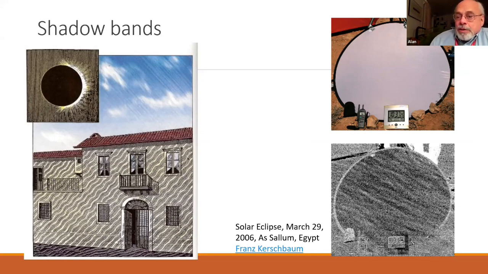And if you, in effect, put your eye where the screen was, you would see a twinkling of the crescent as it got very, very narrow. And of course, that's what you'd expect. The atmosphere is being heated and cooled, and there's turbulence, and it's non-uniform, and the twinkling would get sort of bad. And that's what you can expect to see during an eclipse.